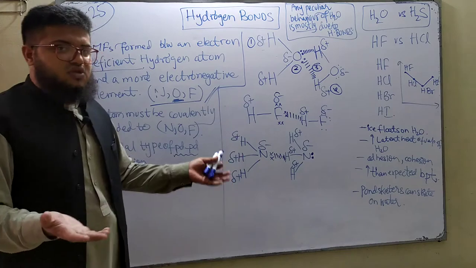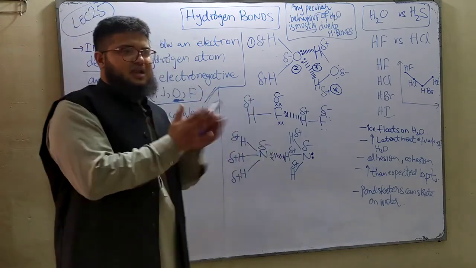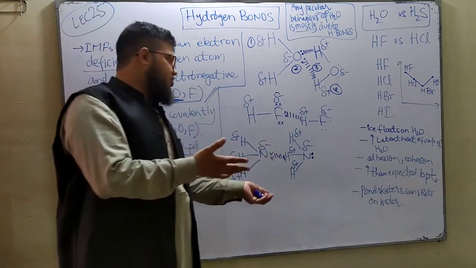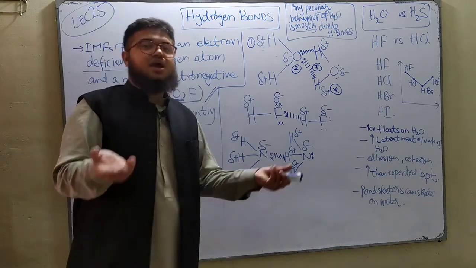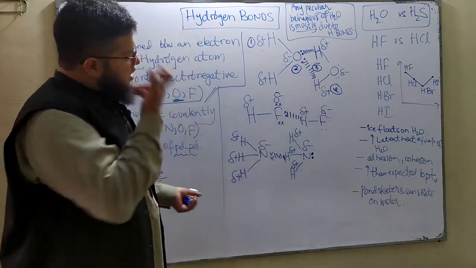Similarly, if you have bigger molecules containing H and F directly bonded, or H and O directly bonded, like carboxylic acids or alcohols, of course, then you can make hydrogen bonds over there as well.